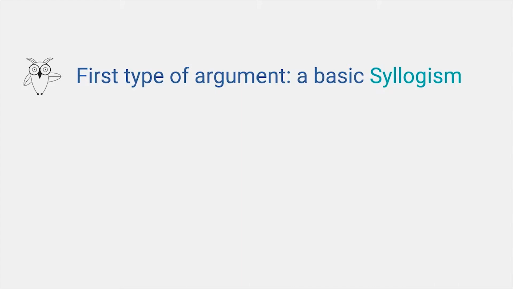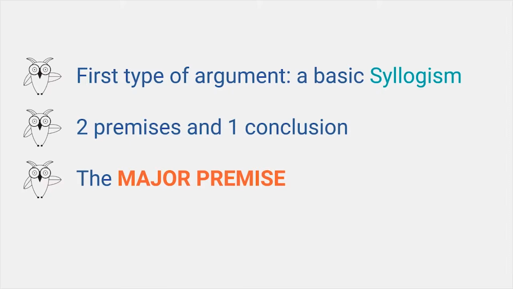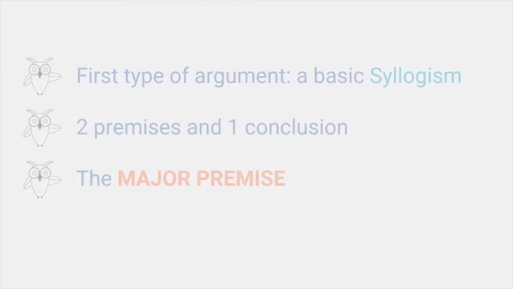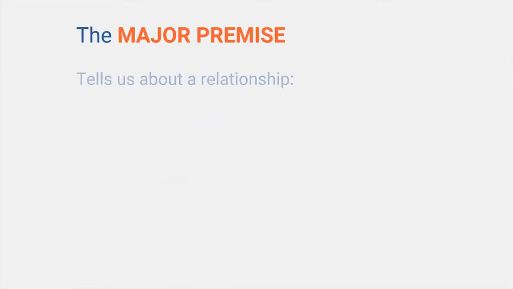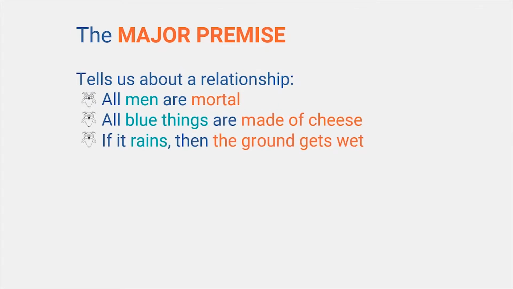A basic syllogism has two premises and one conclusion. And the first premise is called the major premise. A major premise tells us something about the relationship between two things. For example, all men are mortal, or all blue things are made of cheese, or if it rains, the ground gets wet. In its simplest form, they can all be broken down to a simple if-then relationship.